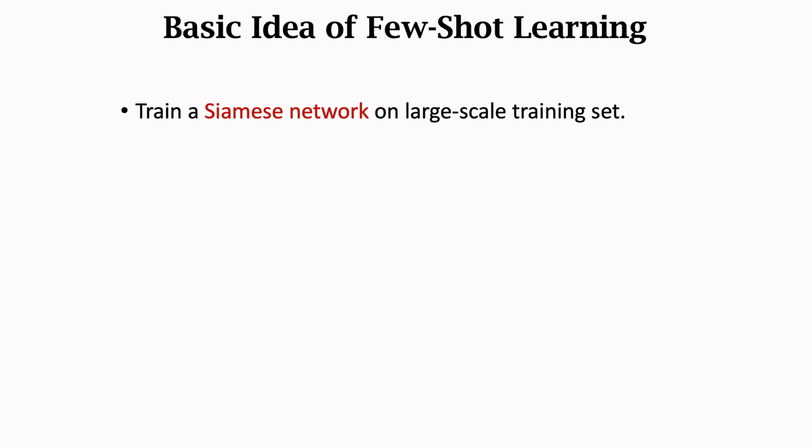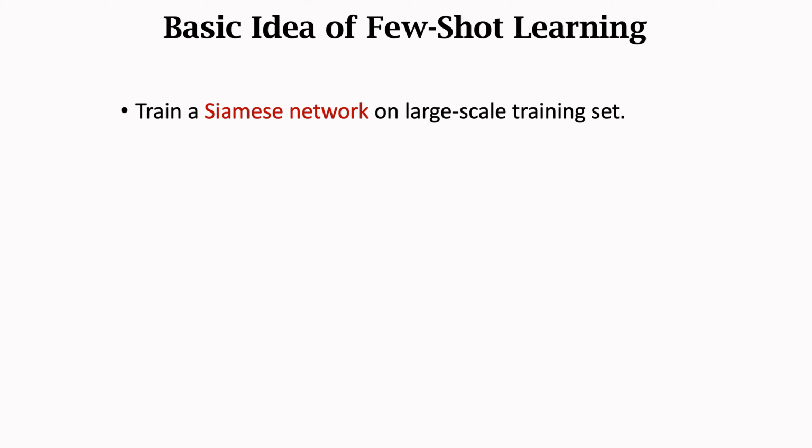In this lecture, we learned the Siamese networks for solving few-shot learning. Let me summarize this lecture. Here is the basic idea of solving few-shot learning. We first train a Siamese network on a large-scale training set. The Siamese network learns the similarity and difference between things. After training, we can use the Siamese network to make predictions.